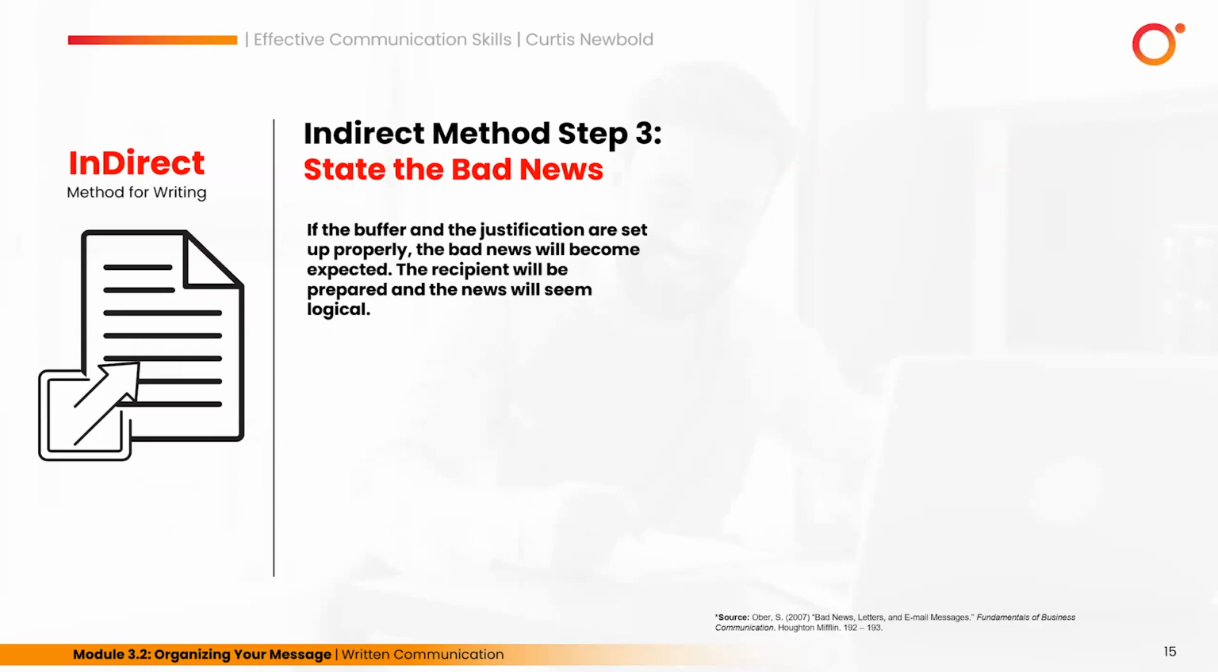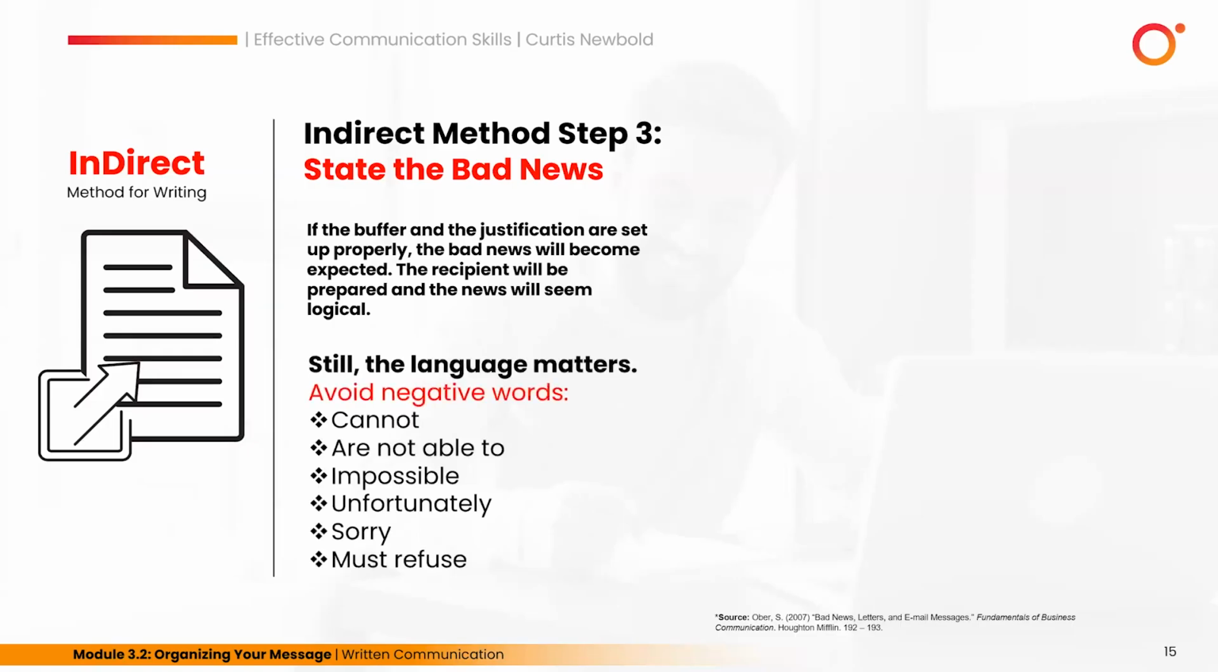All right. Then in step 3, you're going to actually state the bad news. So you've given your buffer, you've given some reasons, and now you're going to state the bad news. If the buffer and the justification are set up properly, the bad news will become expected. The recipient will be prepared and the news will seem logical. Even if it's disappointing, they'll understand your reasoning.